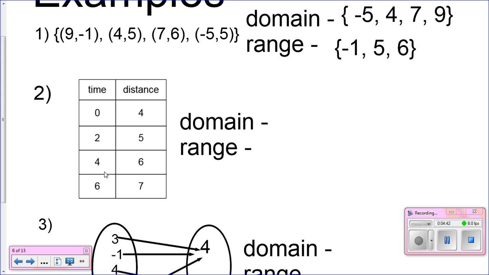So here, already in order from least to greatest, my domain is just 0, 2, 4, and 6. My range, the distance, 4, 5, 6, and 7.